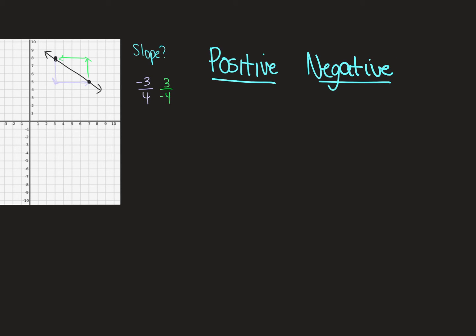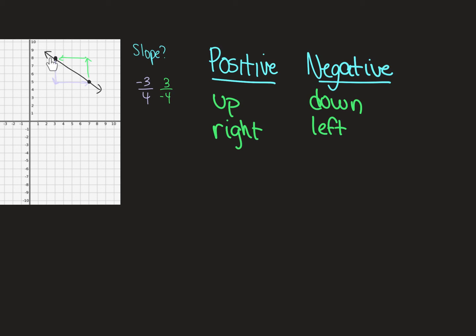So the negative can be on the top or on the bottom. So let's recap. If you go up, you're going positively. If you go down, you're going negatively. If you go to the right, that's a positive direction. If you go to the left, that is a negative direction. These 4 things right here you need to commit to memory. Going up is positive, down is negative. To the right is positive, to the left is negative.